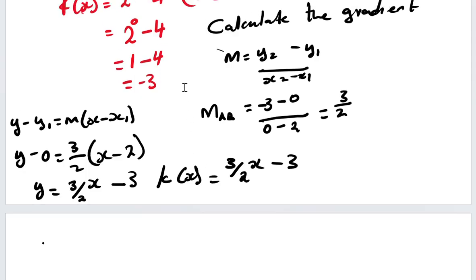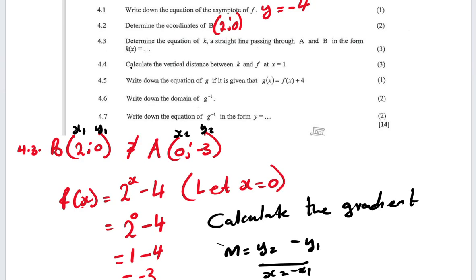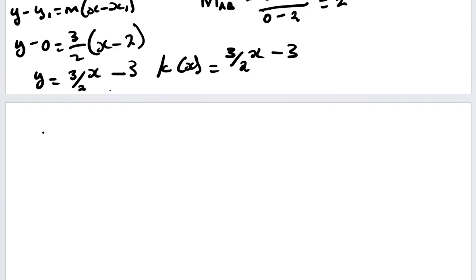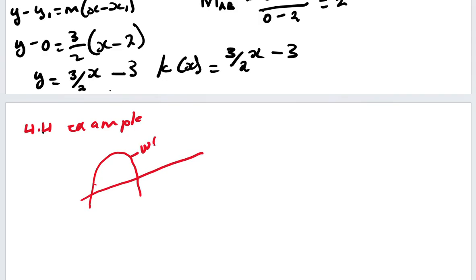So now let's calculate. They say calculate the vertical distance between k and f at x equals 1. First of all, let me show you an example. Here we're doing 4.3, and here I'm going to say 4.4. When they want a vertical distance, say you have a parabola with a maximum turning point, because your a is less than 0, and then a straight line. This is your w of x, and this one is L of x.